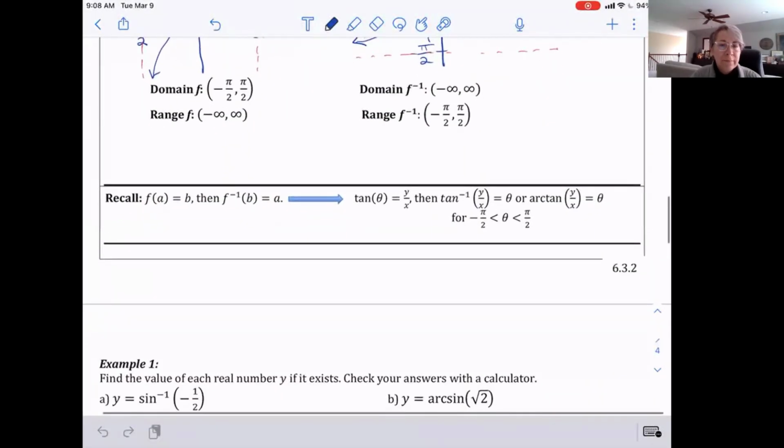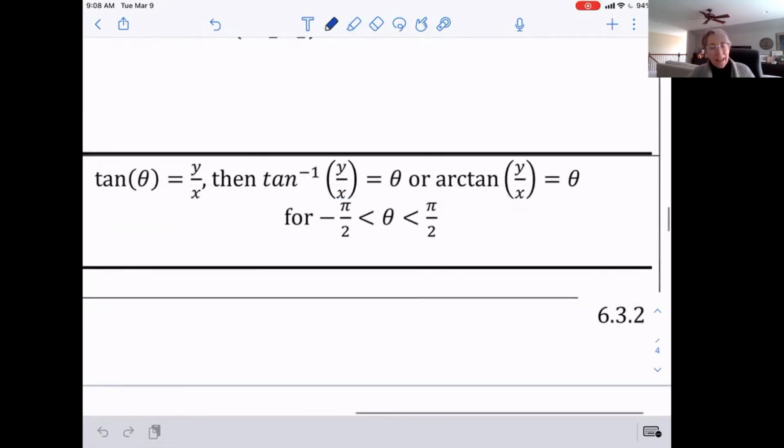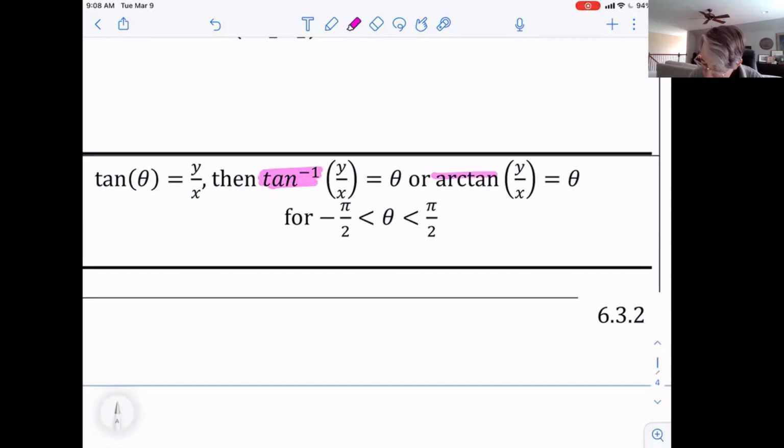So once again, f of a equals b, then f inverse of b equals a. So if the tangent of an angle equals the ratio y/x, then when we look at the inverse tangent, the input's going to be y/x, our output's going to be our angle. And again, they can use the inverse notation or arctan, and it's between -pi/2 and pi/2.